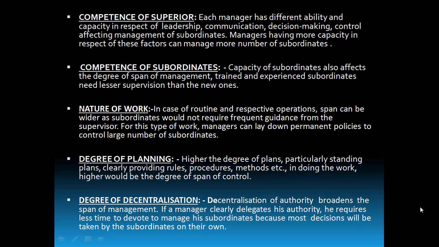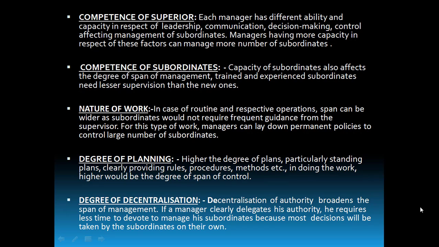Right? The third is nature of work. If the work is of routine and repetitive operations, the span of control can be wider. We know that if in an organization the work is of routine nature, a subordinate working on that will gain expertise, right? When he keeps on working on the same routine type of job, an employee gets expertise in that type of work. So in that case, the subordinate doesn't require frequent guidance from the supervisor. So in this case, a single manager can manage a large number of subordinates under him. So if the work is of routine nature and the subordinate knows his work and has expertise, then a larger or wider span of control is good in this situation.